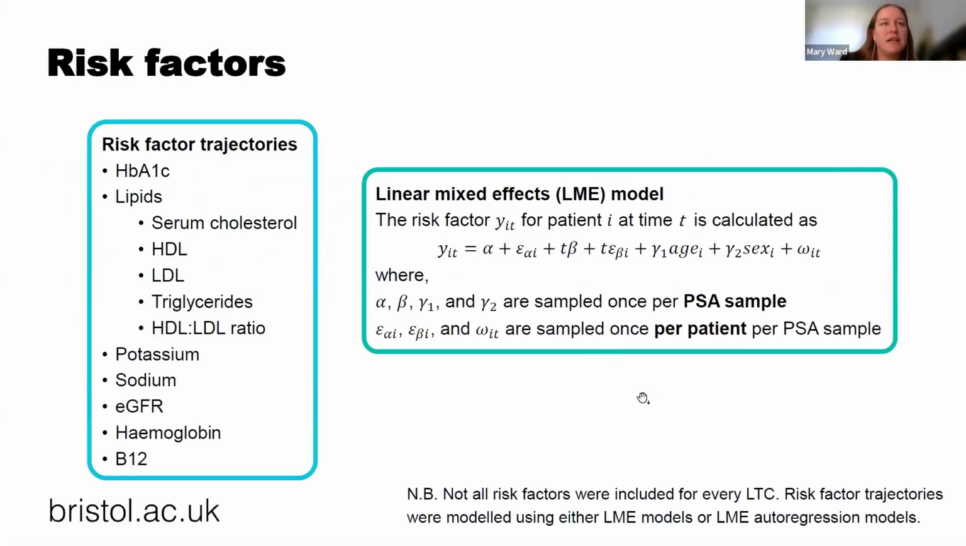So here are the risk factor trajectories that we included in our model. We modeled them either using a linear mixed effects model or a linear mixed effects autoregression model, depending on what was a better fit. And for the linear mixed effects model, we calculated the risk factor Y for patient i at time t using this equation, where the alpha, beta, and gammas were sampled once per PSA sample, and the epsilons and omega were sampled once per patient per PSA sample.